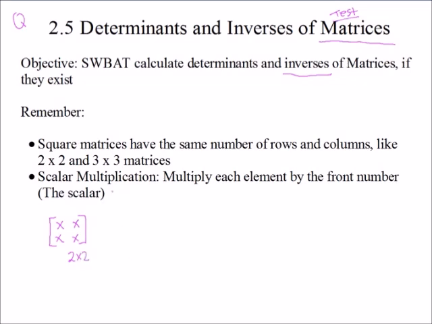Same thing. Scalar multiplication, you're going to multiply each element by the front number, or the scalar. So if I have a matrix like this, and let's call this 4, this number right here is called your scalar. Okay, so you will multiply each of these elements by 4. So this is going to be really important later on in our lesson. Just 2 things I want you guys to remember. Let's go ahead and move on.